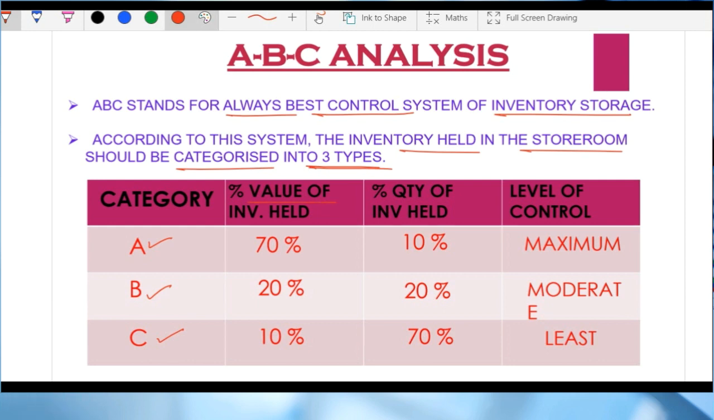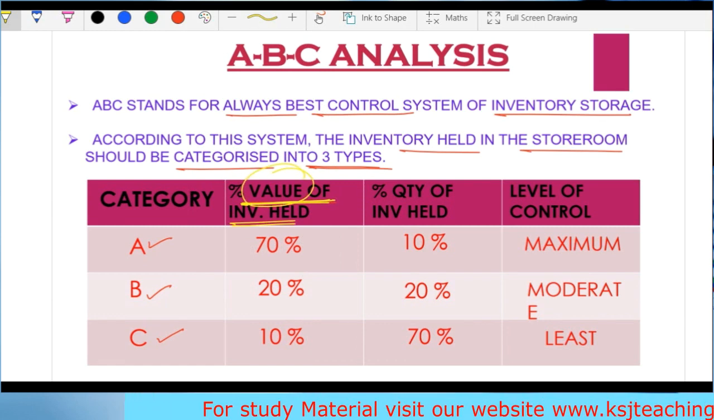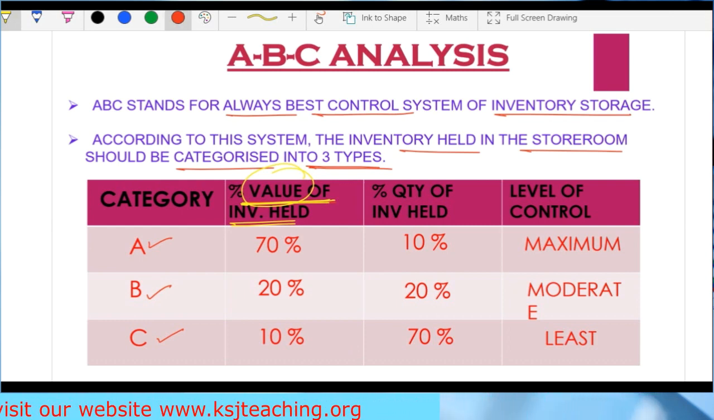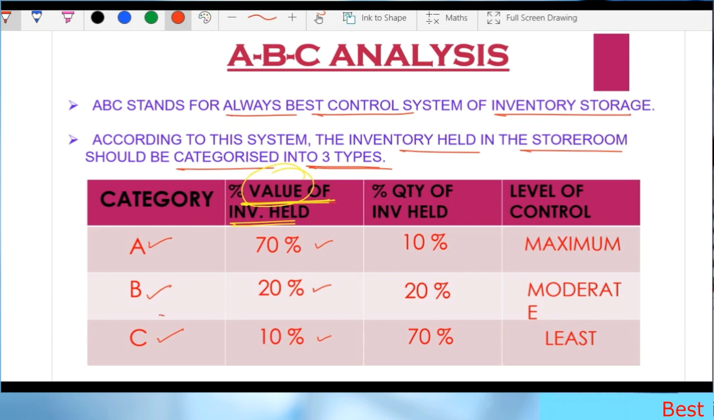Percentage value of inventory held. What it is saying is, out of the total inventory value, what is the percentage value being held? By category A, it is 70%, by B 20%, and by C 10%. So A is your iPhone, 1 lakh rupees, B is your wristwatch, 10,000 rupees, and C is your pack of pens, just 100 rupees.